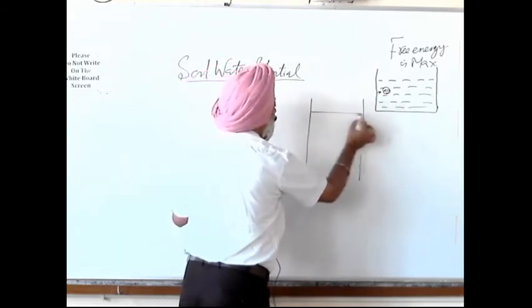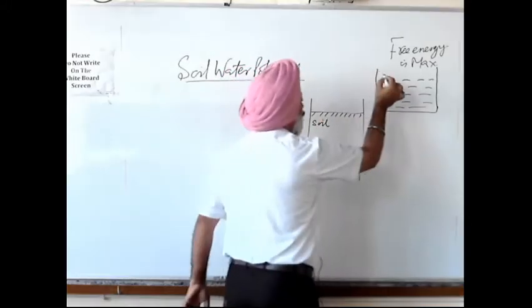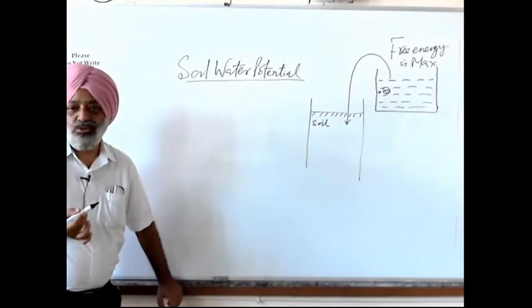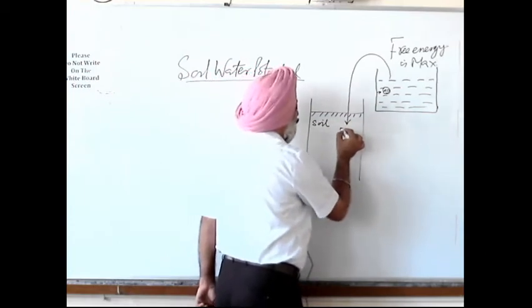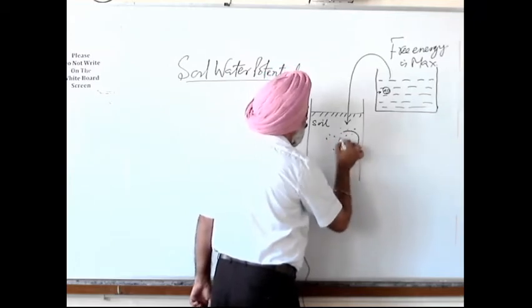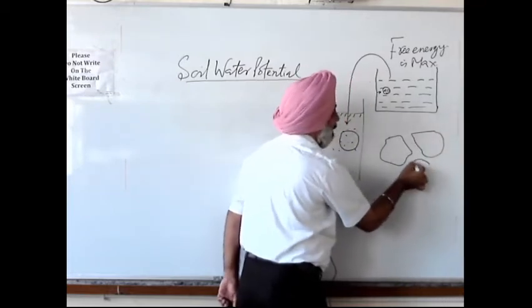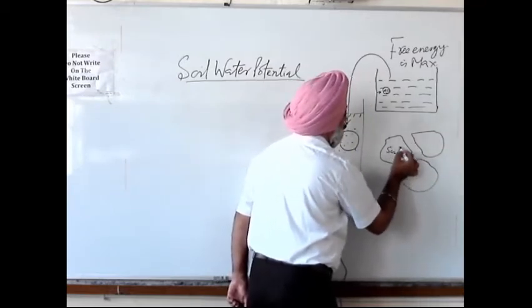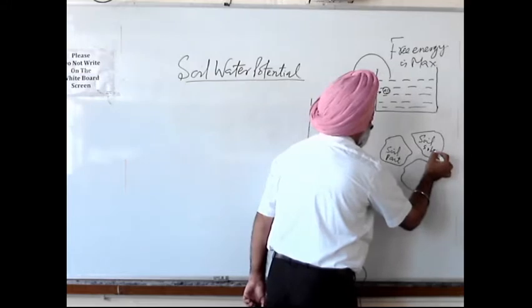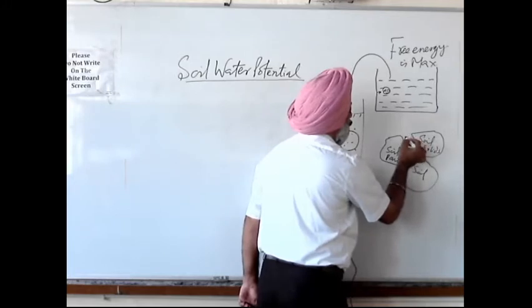Now, here is your soil profile. So what we do is that we transfer a small amount of water from this container into the soil. Now what will happen? Here we have soil particles. Let me explain this concept like this. This is one soil particle, this is another soil particle, and this is another soil particle. These are soil particles, you can call them soil solids. And in between these soil particles, you have spaces.